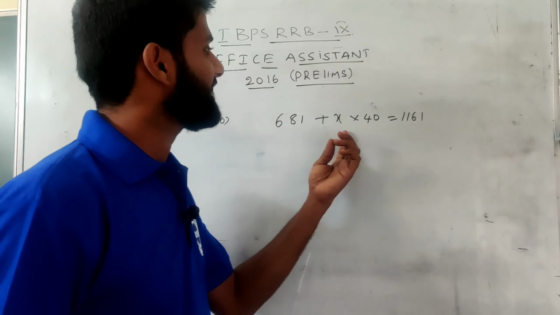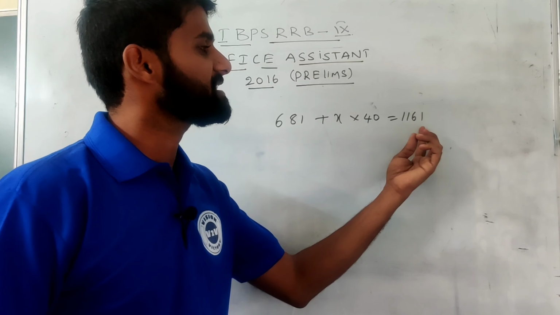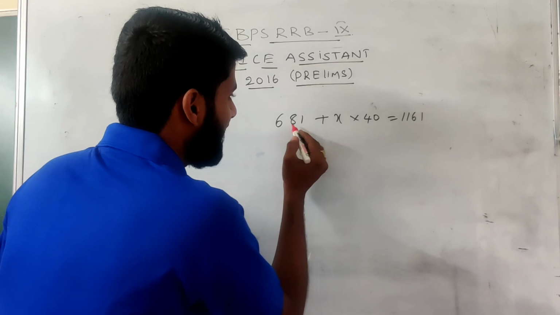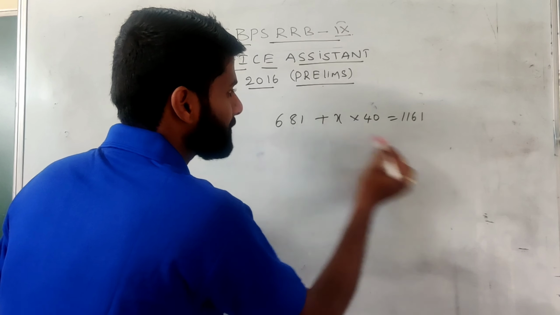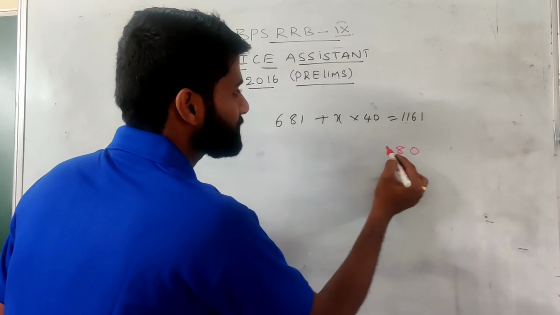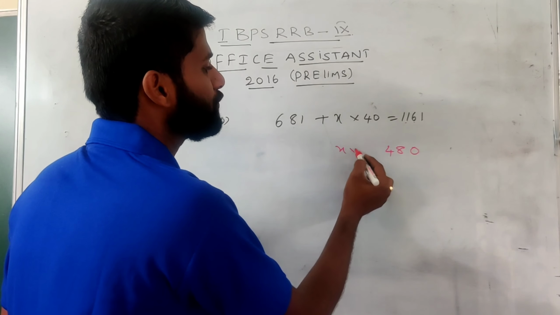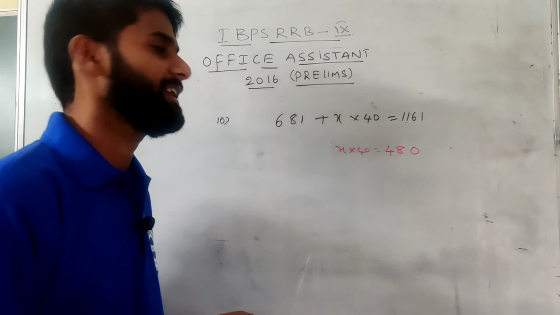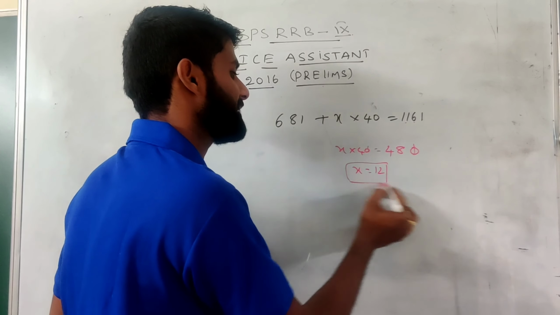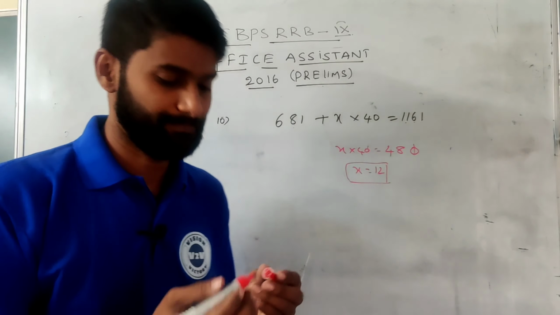681 plus x into 40 exactly equal to 1161. Find the value of x. See, first we need to subtract these values. See, 81, directly you can go with 1 minus 1, 0. 16 minus 8, 8. 10 minus 6, 4. So the value of x into 40 is equal to 480. Then 0, 0 cancel. Then the x value becomes 12. So x can be replaced with the value of 12.